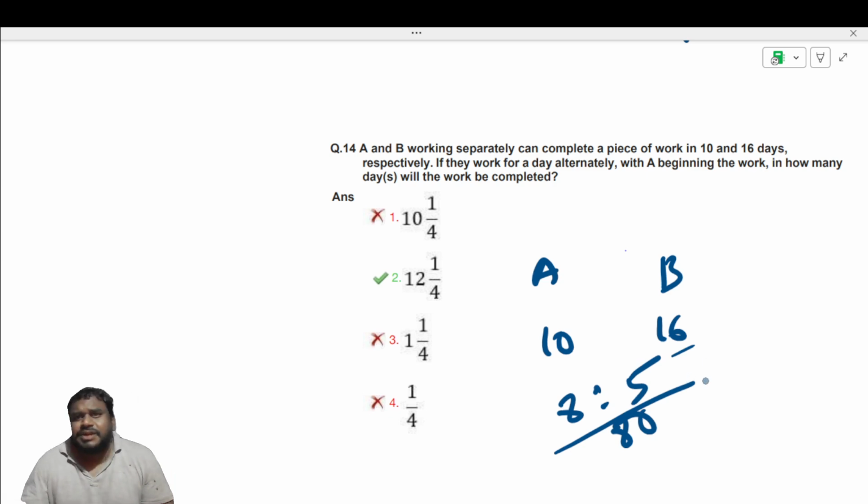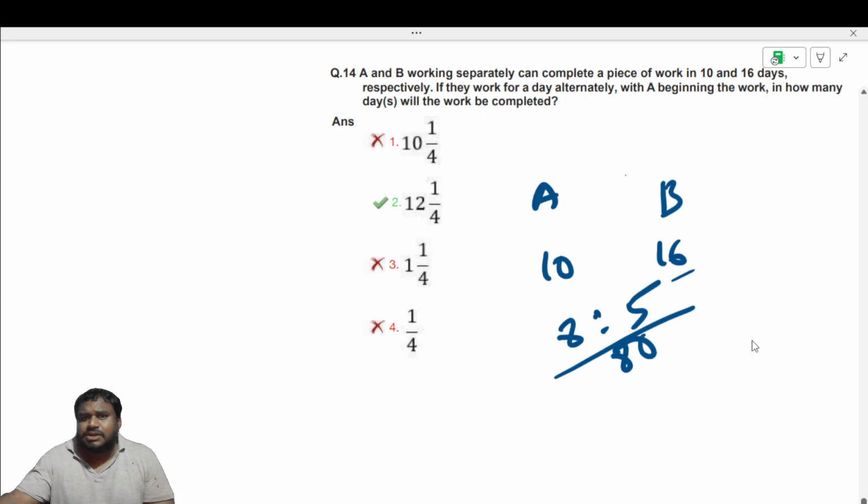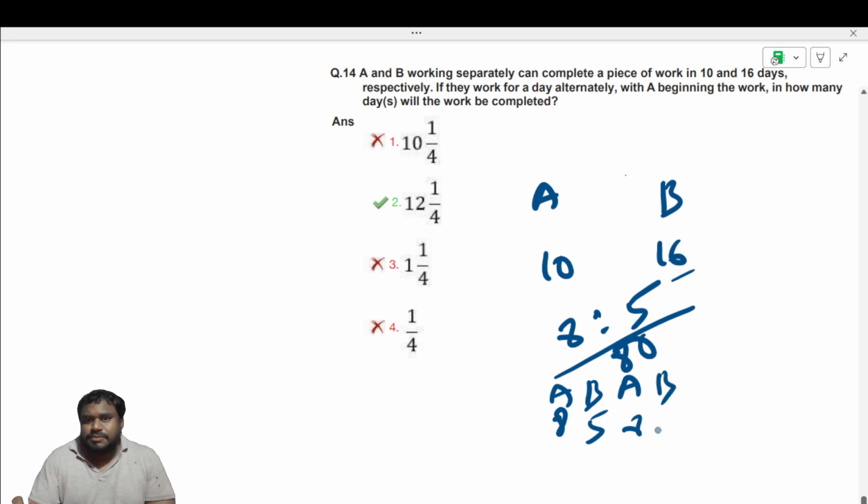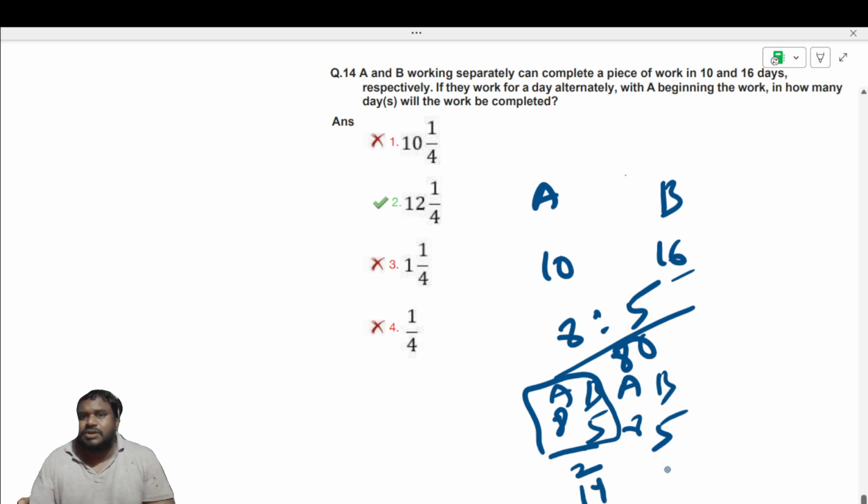They work for a day alternately with A beginning the work. So A beginning the work means 8 parts of work. Next B 5 parts, A 8 parts, B 5 parts, like that. In 2 days, 14 parts of work.